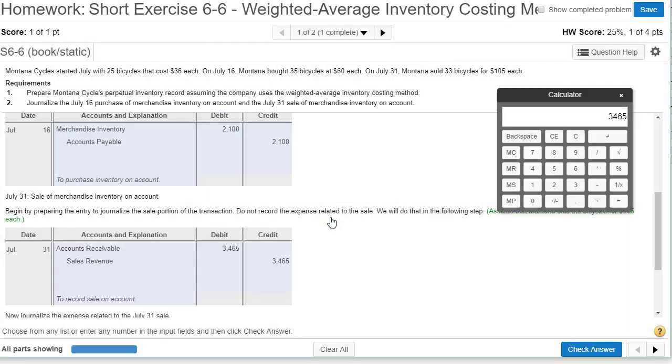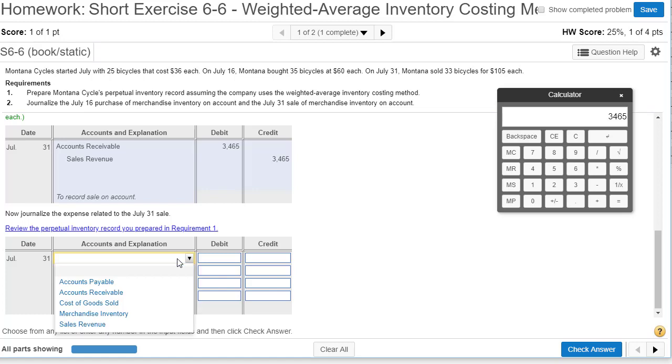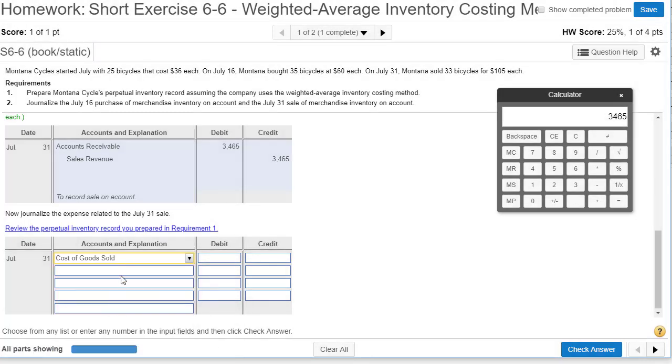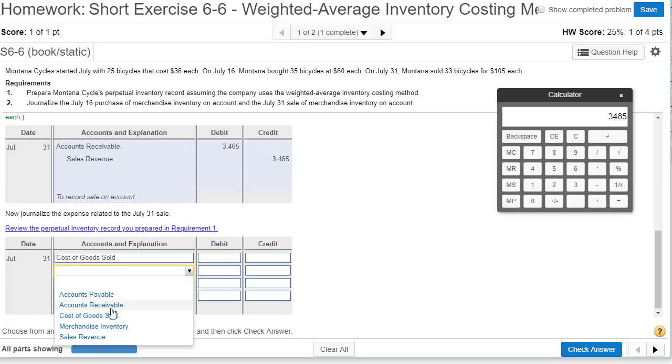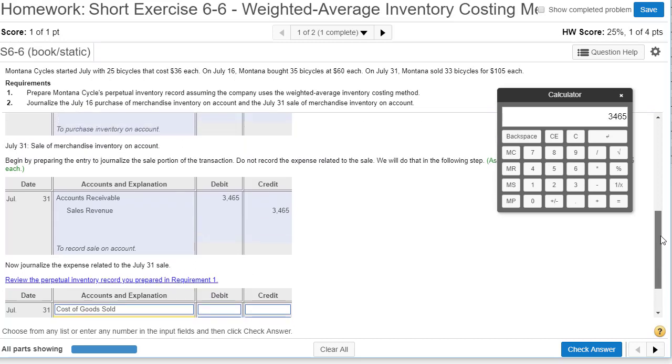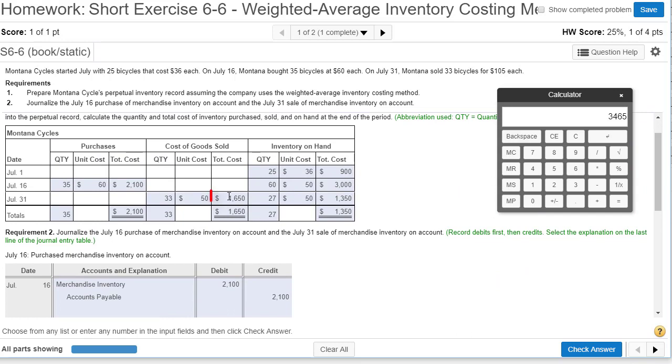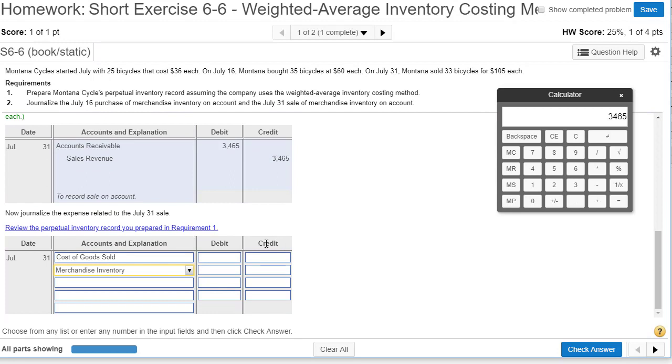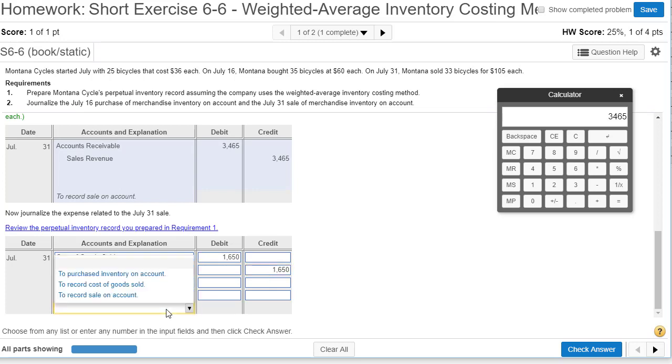And then lastly, we need to record cost of goods sold. COGS is going up. COGS is an expense. Our inventory is going down. So that is why we are crediting it, because assets go down with the credit. Now, how much did that inventory cost us? We can click here, but if it's on the test, this link is not going to be there since it's an answer. So we're going to scroll up here, and our cost of goods sold on July 31st was $1,650. Copy and paste that down here. Record cost of goods sold.